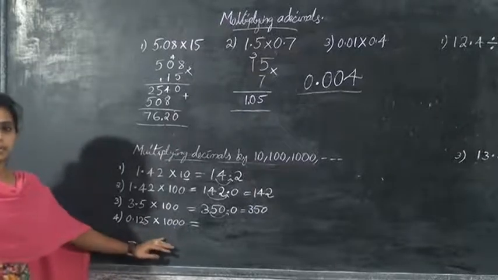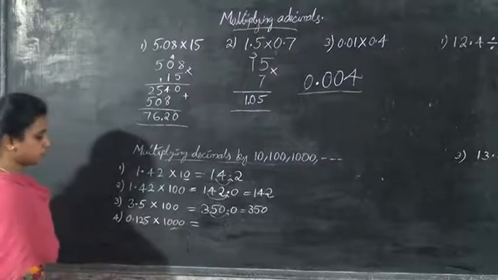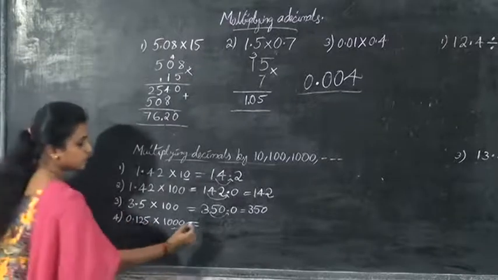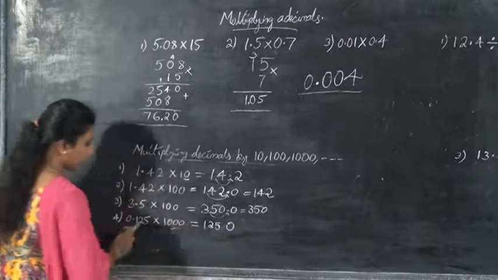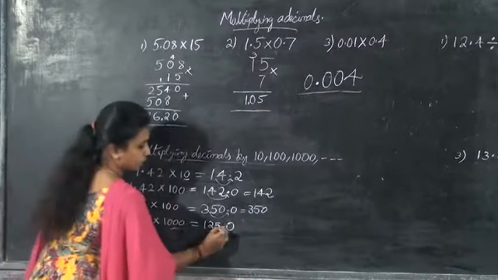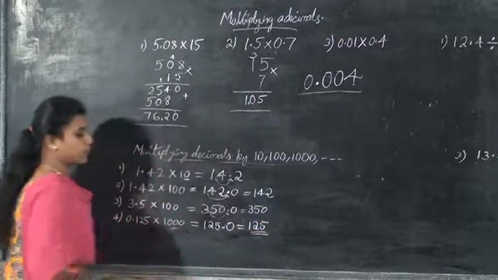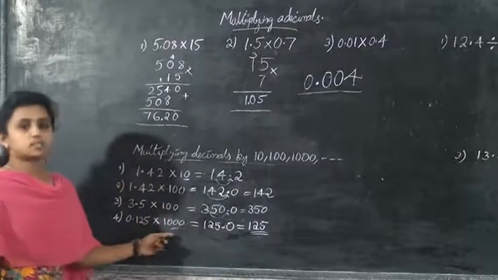How many places do you need to shift here? 3 places to the right. Okay, 1000 comes 3 places to the right. So where should this point come? It should come after the 5. That is 125.0, that is 125. This is the way of multiplying decimals by 10, hundreds, thousands and so on.